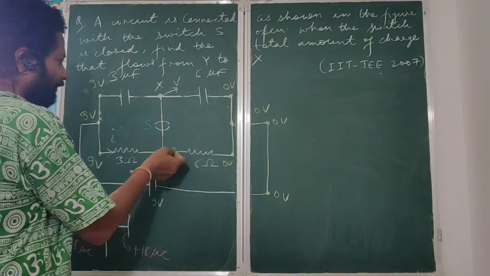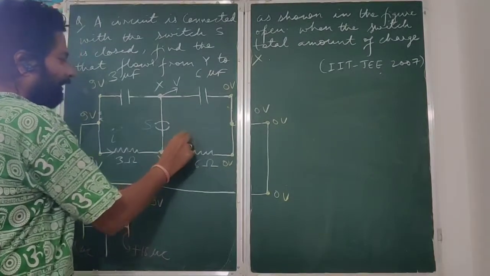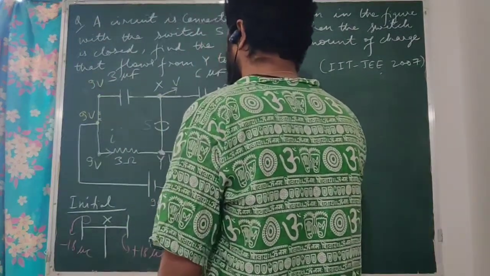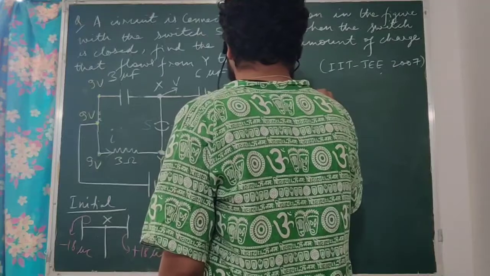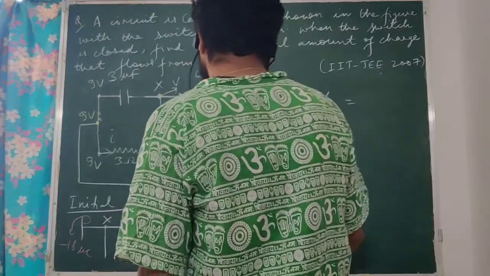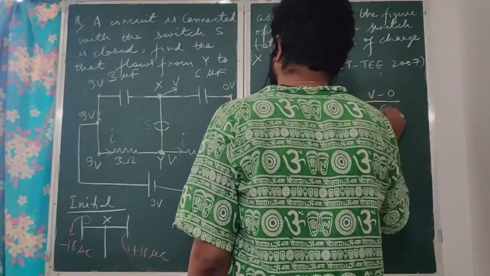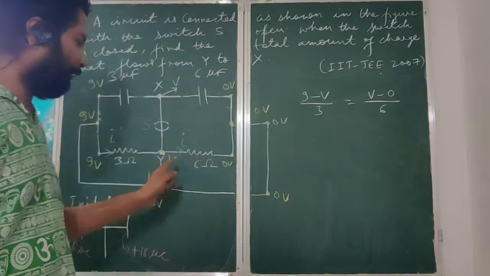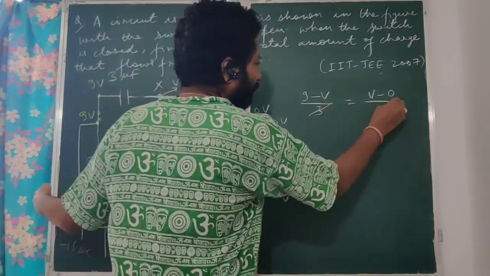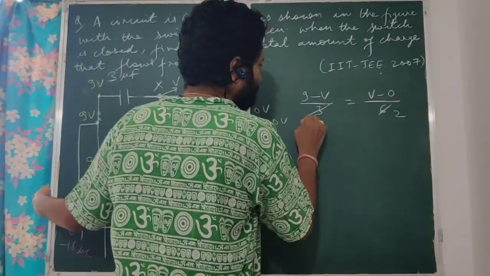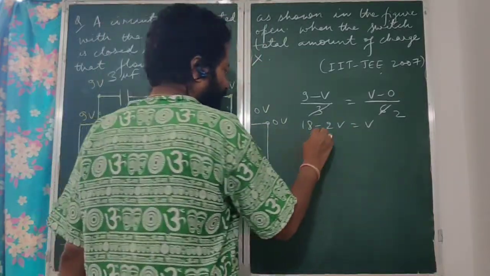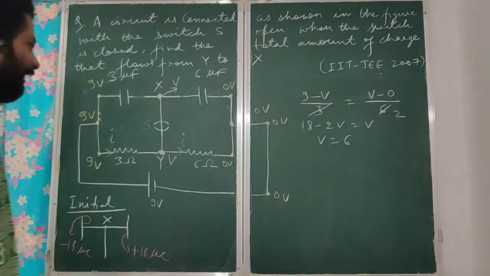So here also the current which is flowing will be I. So we can write (9 minus V) by 3 is equal to (V minus 0) by 6. V is equal to IR. We are equating the current that is flowing through the 3 ohm and 6 ohm resistors. So 3 twos are 6, and we can write 18 minus 2V is equal to V. So 3V is equal to 18. So V is equal to 6. So we have got the value of potential here.